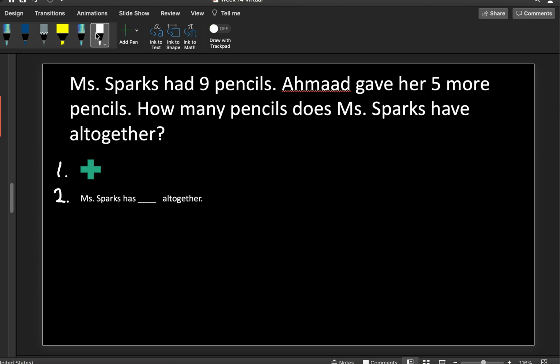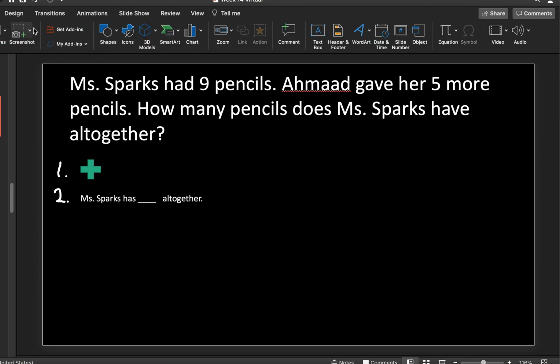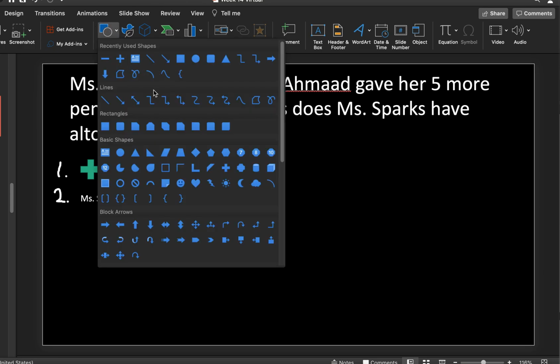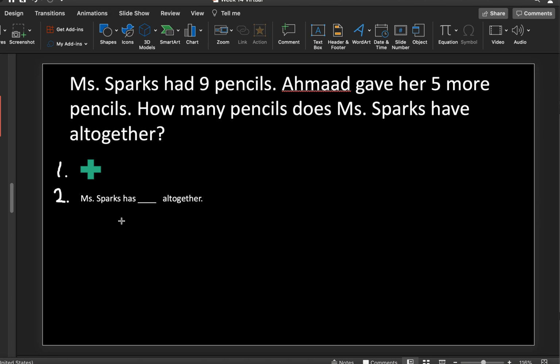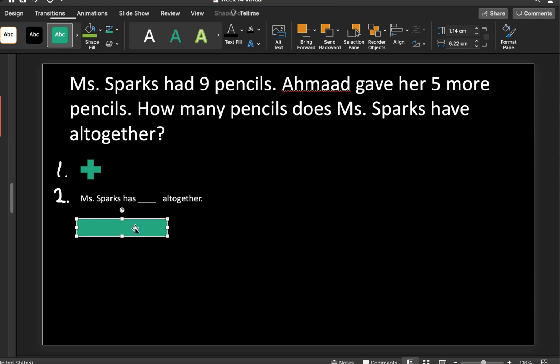Now, let's look at what we have, because we're going to do our visual representation, which is our boxes and stuff that are showing our symbols. Remember, symbols are objects that represent something else, that are showing us something else. So Miss Sparks has 9 pencils. All right, here we go. Miss Sparks is going to show this. Where is our rectangle? So here we go. She has 9 pencils. Here are my 9 pencils.